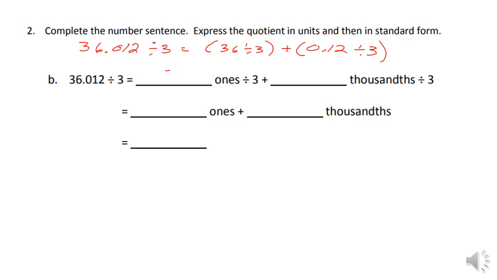So we ended up with 36 ones, 12/1000. 36 ones divided by 3 is 12 ones. 12/1000 divided by 3 is 4 thousandths. So 12 ones and 4 thousandths. So I'll put 12. And now I have to put the 4 in the thousandths place.